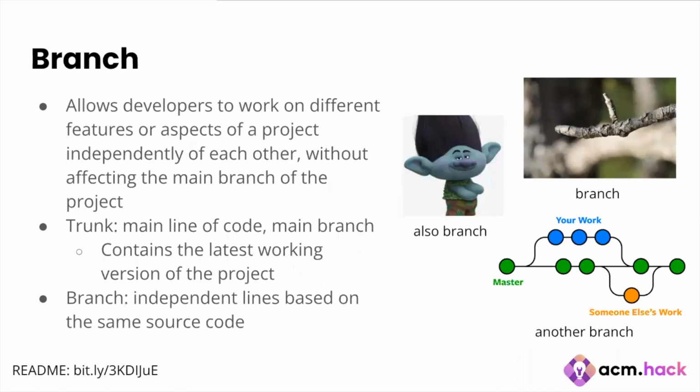Branches allow developers to work on different features or aspects of a project independently of each other, without affecting the main branch of the project. Think of a trunk as the main line of code and branches as independent lines based on the same source code. Every single repository has a main branch, aka the trunk.